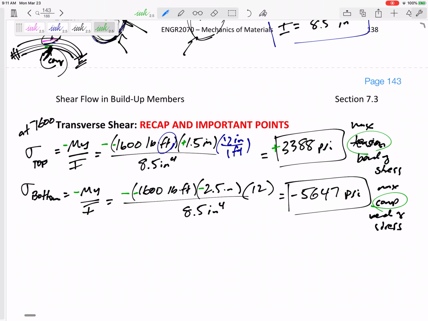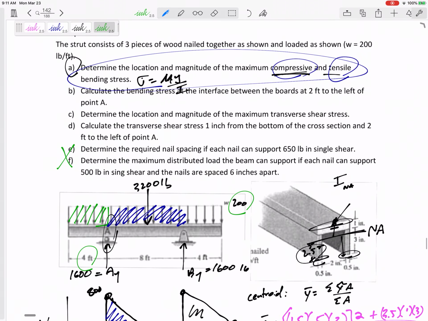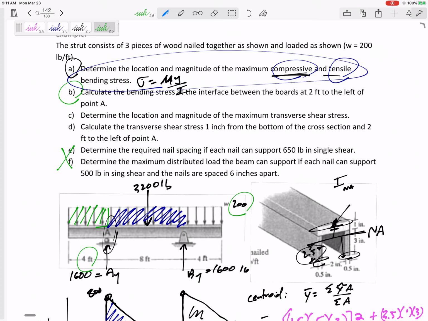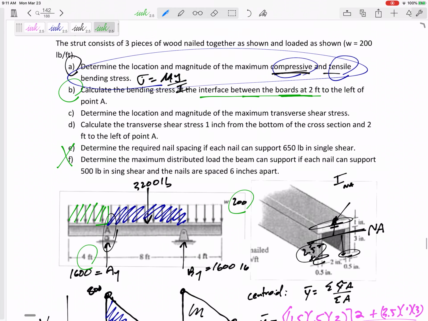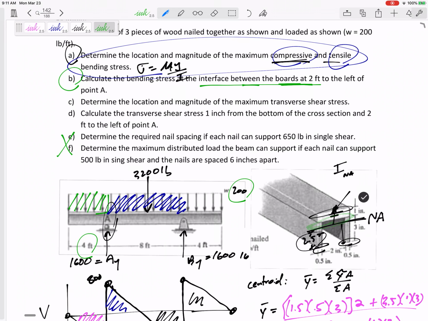Let us keep going. Now it doesn't say the maximum. It says, calculate the bending stress at this location: at the interface between the boards, 2 feet to the left of point A. So it's telling me to look right here, 2 feet to the left of point A, and look right here at the interface between the boards.